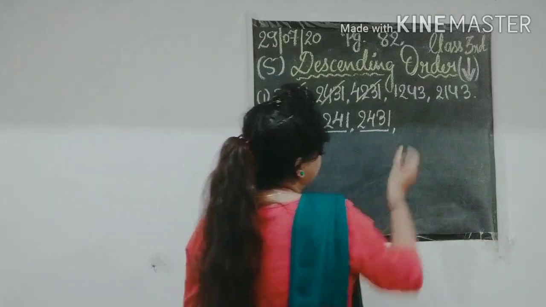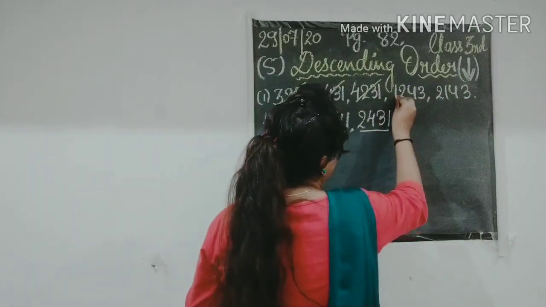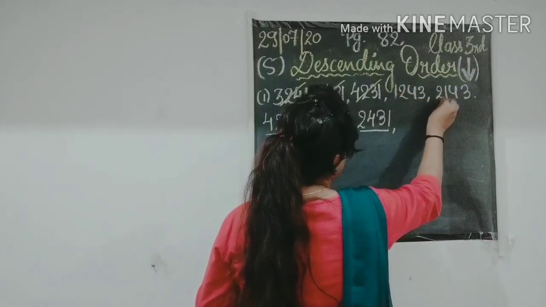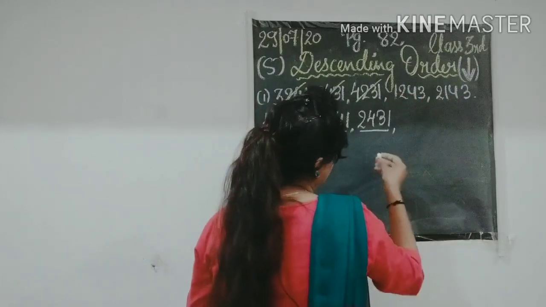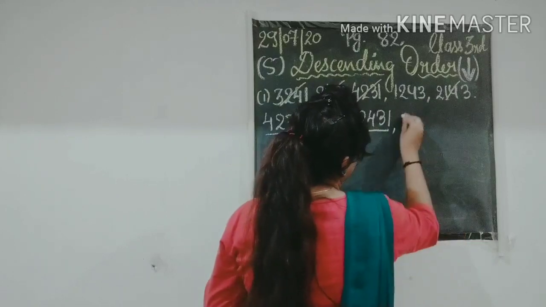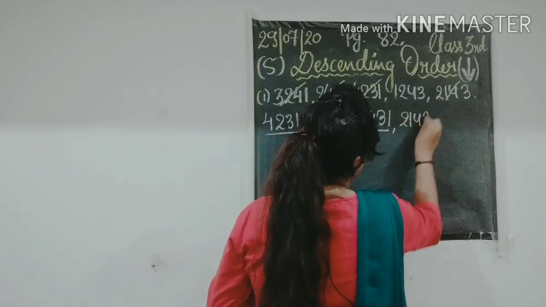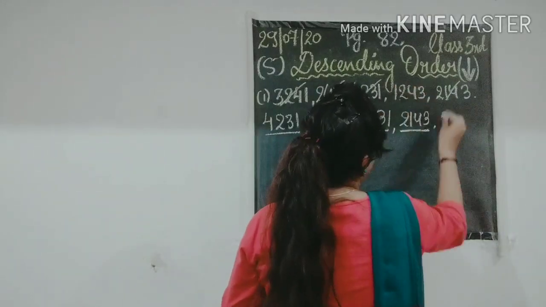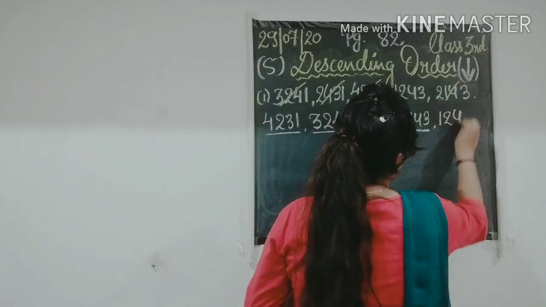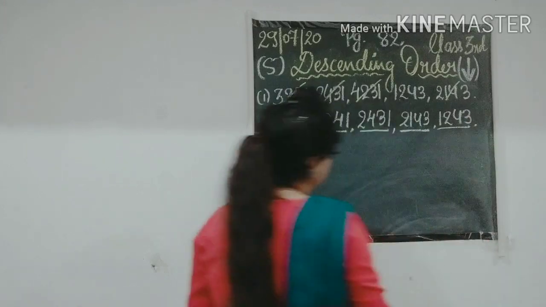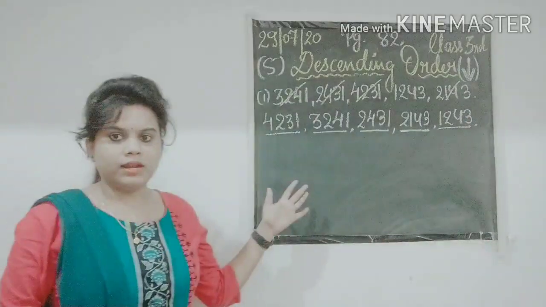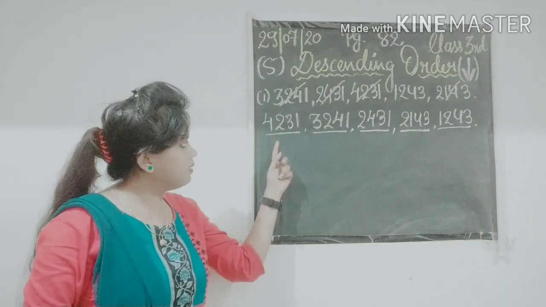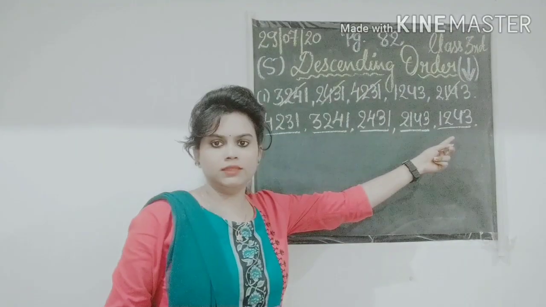Again, only 2 numbers left, 1 and 2. So find out 1 and 2. In thousands place here 1 is here and here 2. That means 2 is greater than 1. So cut here and write it here. 2143. And which is left number? This is the left out number. So write it here. This is the smallest number out of these numbers. So this way we have to arrange the numbers in descending order from biggest number to the smallest number.